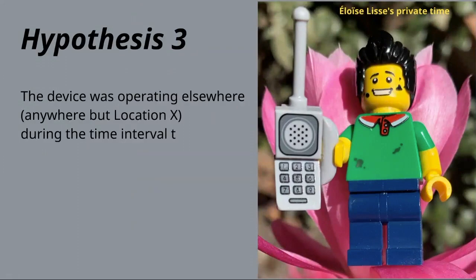And then third, the device was operating elsewhere during the time interval t. This is a somewhat annoying hypothesis because it's basically like hypothesis 2 before, but location Y is anywhere but X. This is somewhat complicated to assess because it may be very, very difficult to state how likely it is to observe a given piece of evidence, assuming it might have been anywhere on the planet but one location.